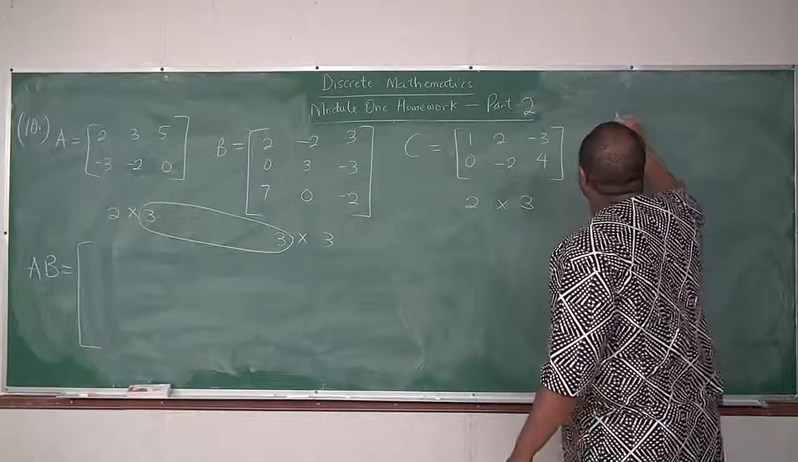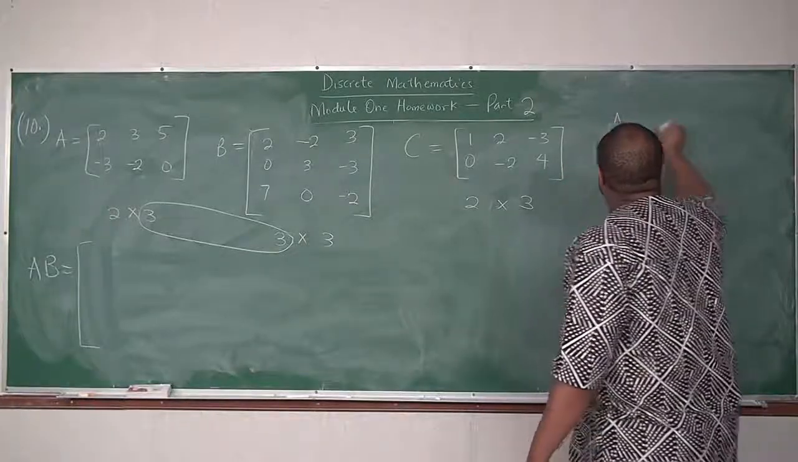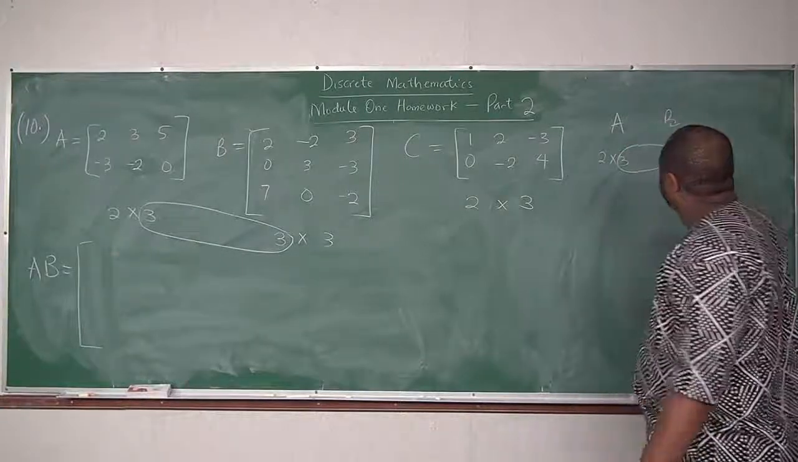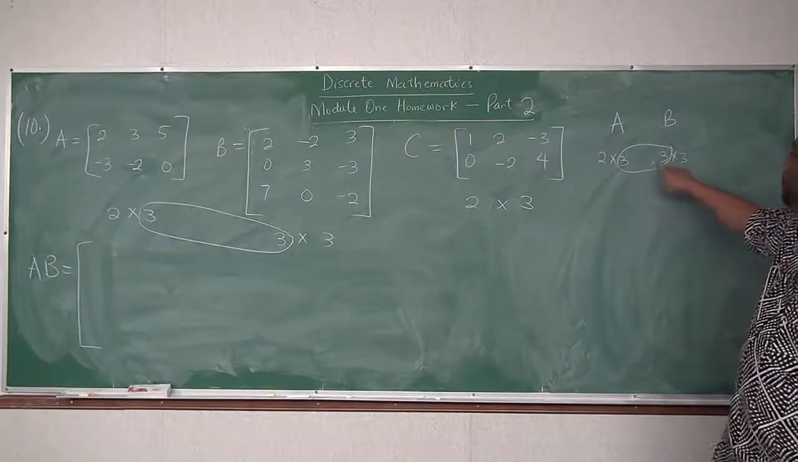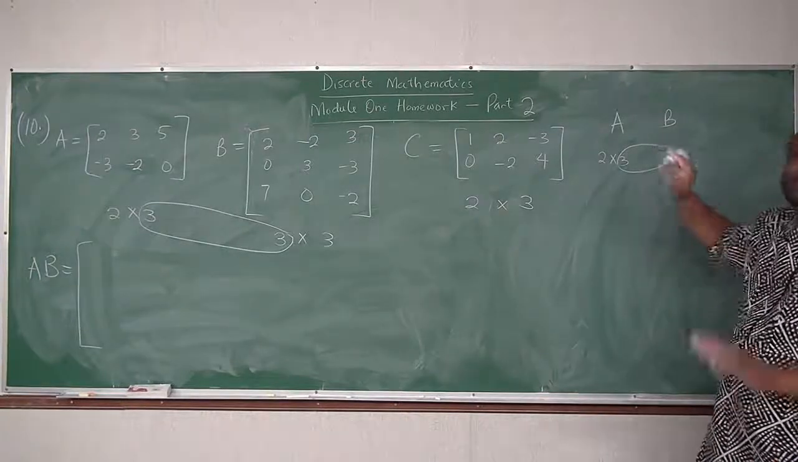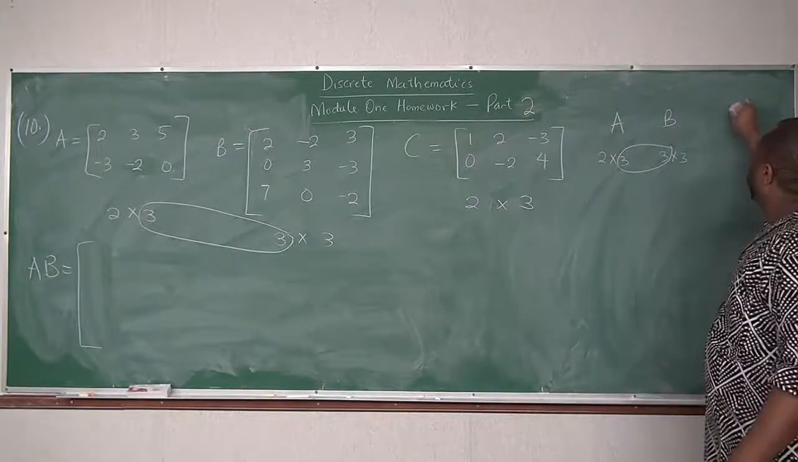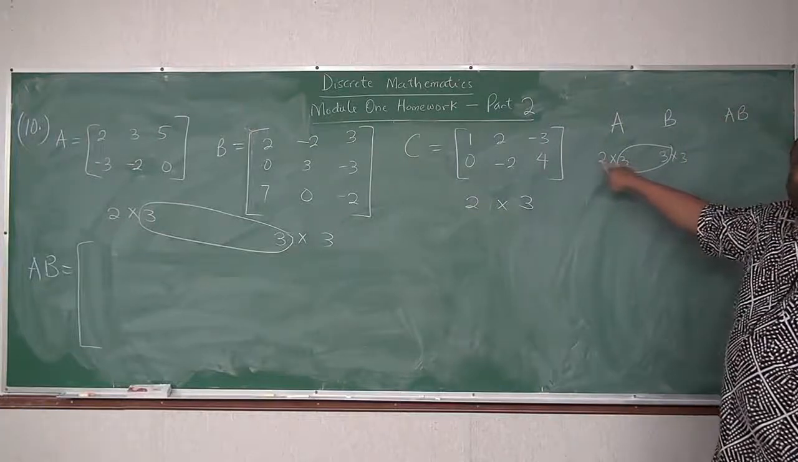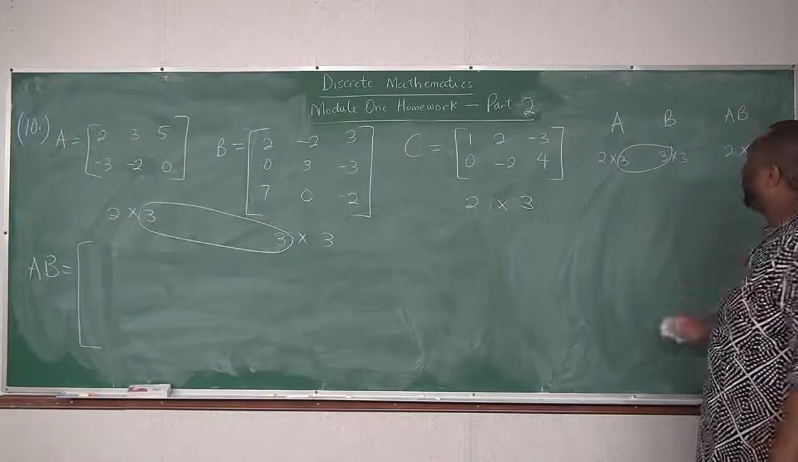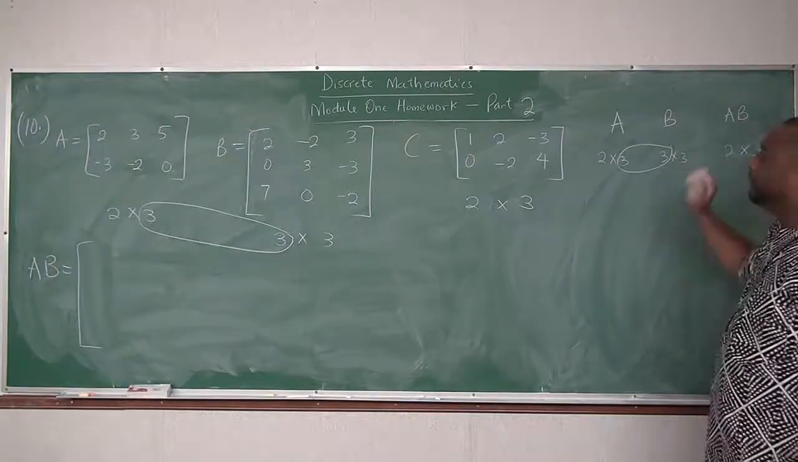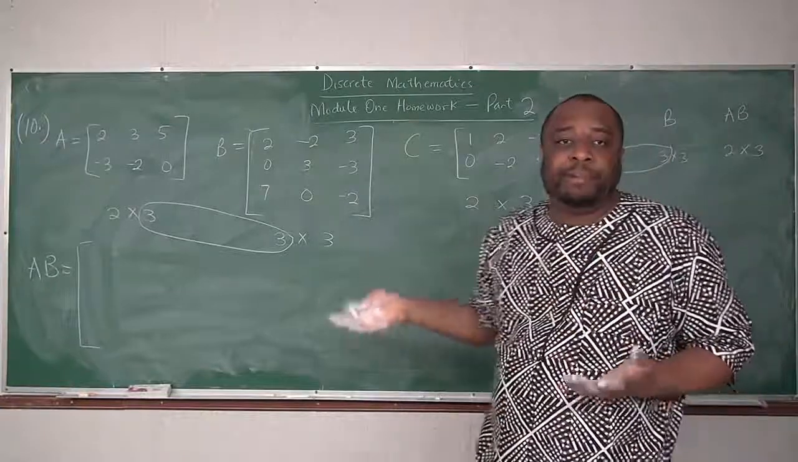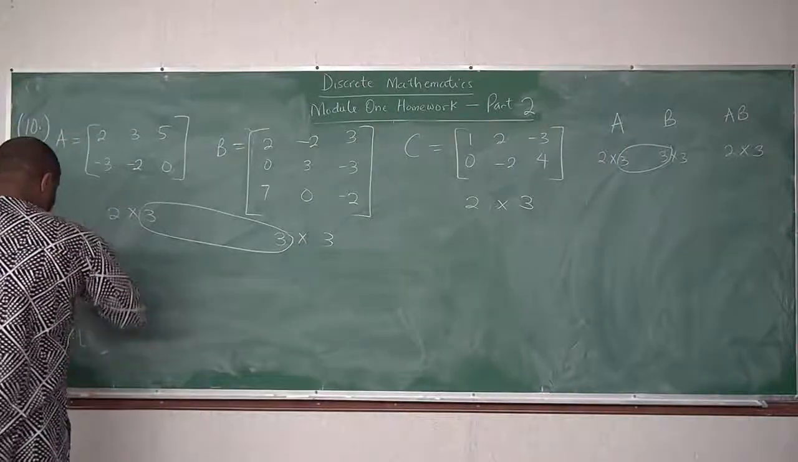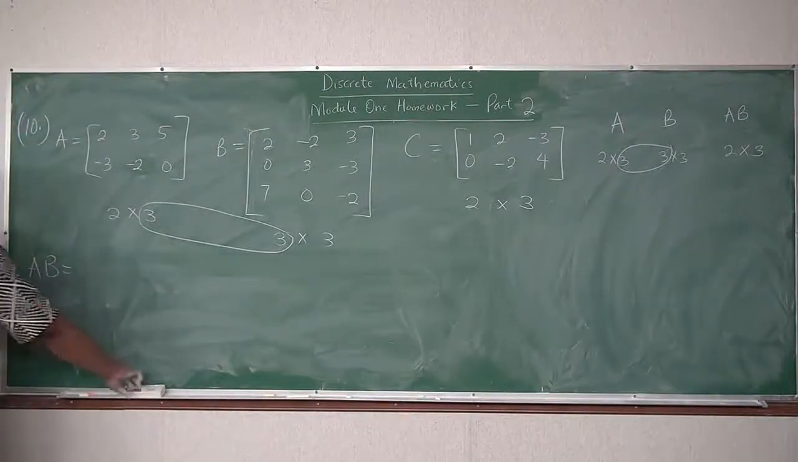A is a 2 by 3 matrix. B is a 3 by 3 matrix. Because the number of columns of A is equal to the number of rows of B, they can multiply. The size of AB will be the number of rows of A by the number of columns of B. So we should expect a 2 by 3 matrix.